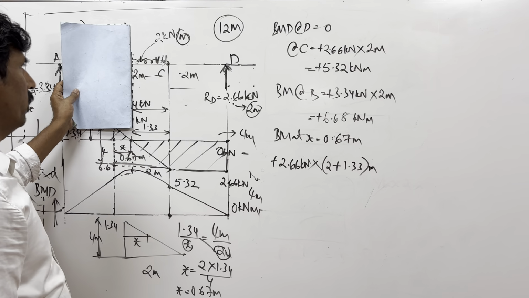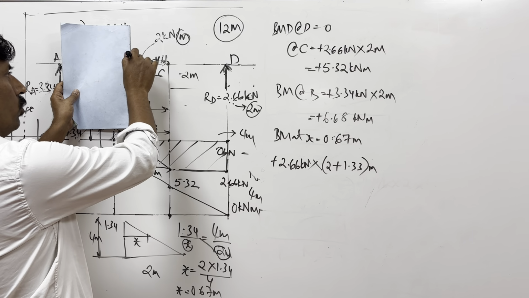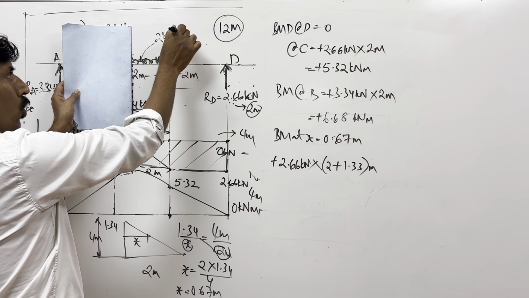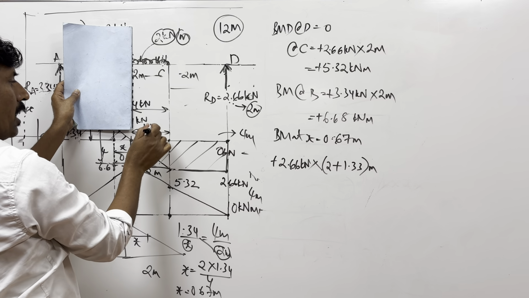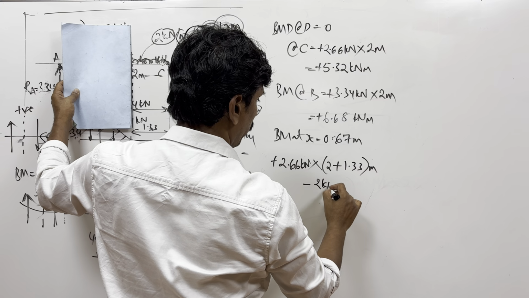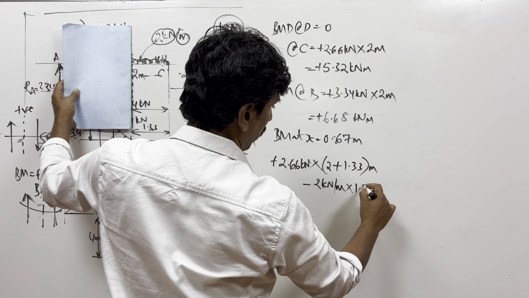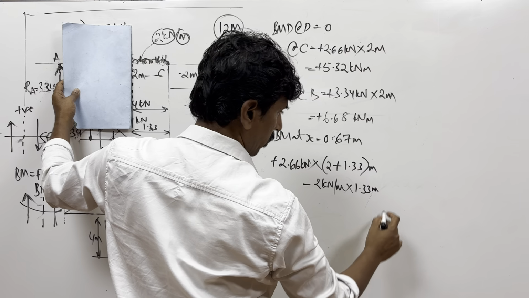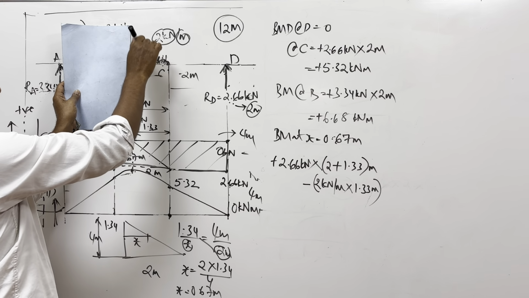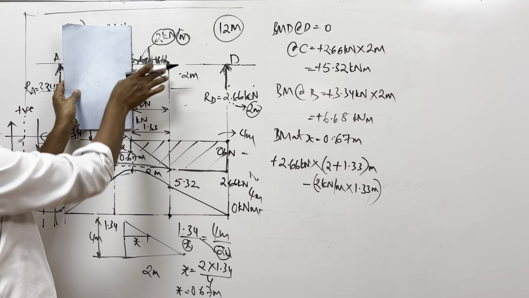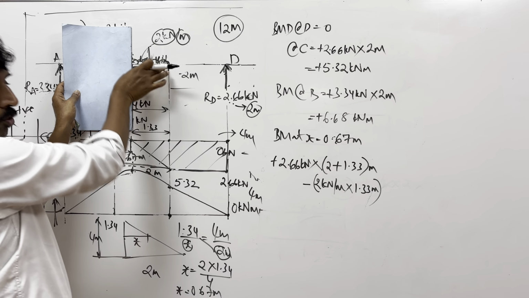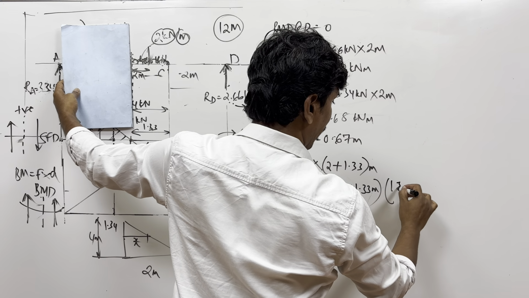And then what about this UDL? The UDL is going downwards. What is the total UDL? 2 kilonewton for every meter. But what is this length? 1.33. So it is 2 kilonewton for every meter, spread over 1.33 meters. That load acts exactly at the center of the UDL. So the center of the UDL will be at what distance? 1.33 divided by 2.